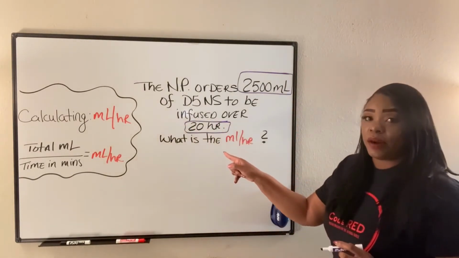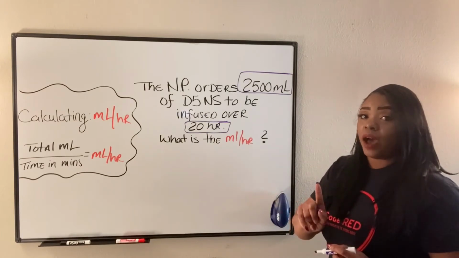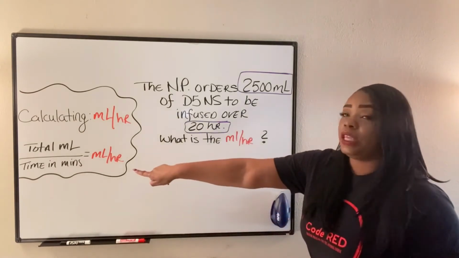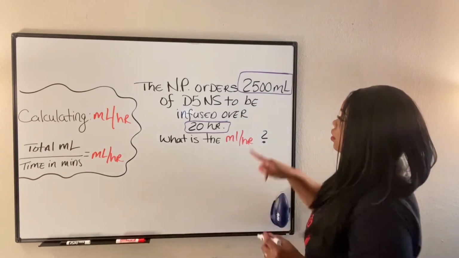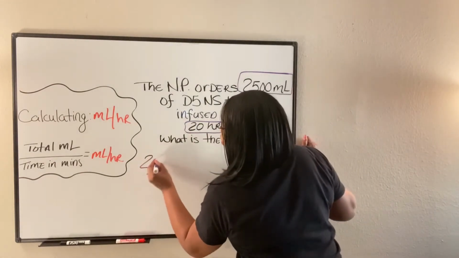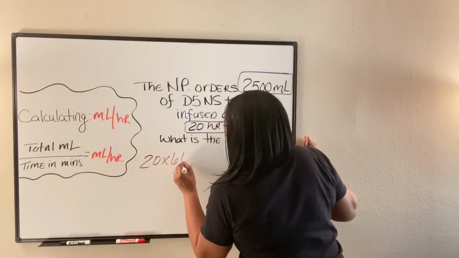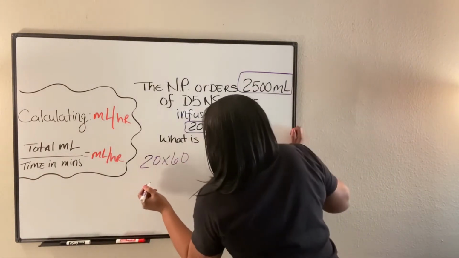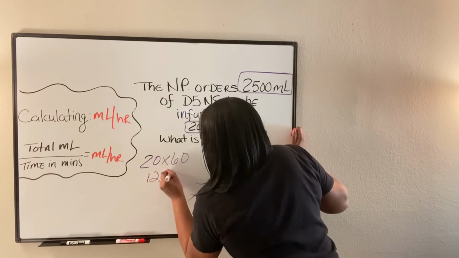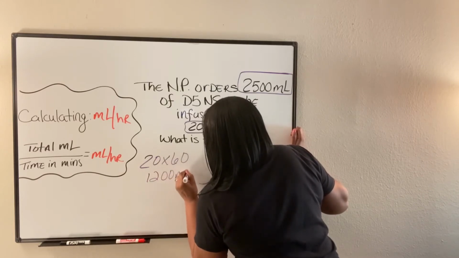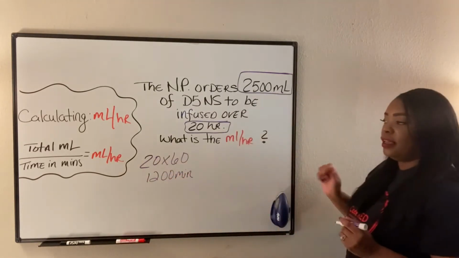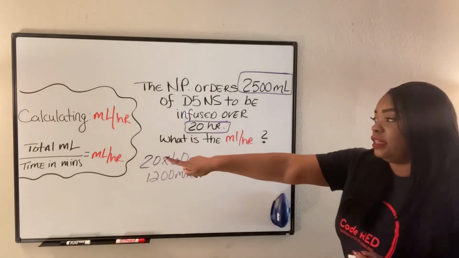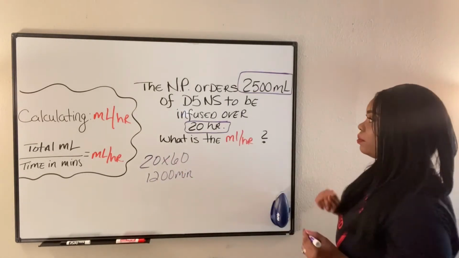Again, the time is in hours, so first we're going to convert the hours to minutes so that we can plug it into this formula. So we'll take the number of hours times 60, because there's 60 minutes in each hour, and your answer will be 1,200 minutes. Now we can plug that information into the formula and get our milliliters per hour.